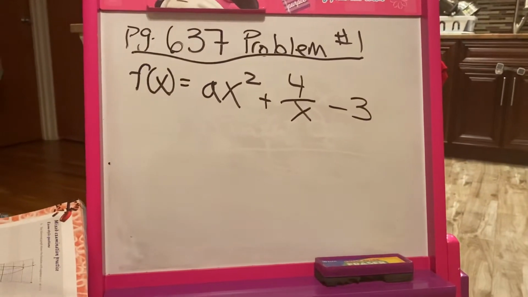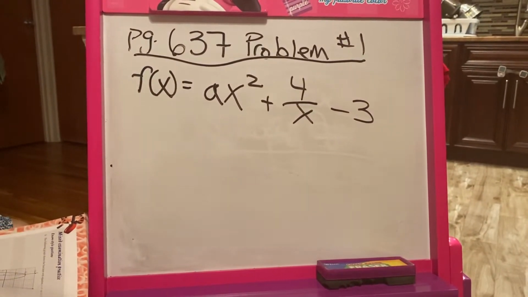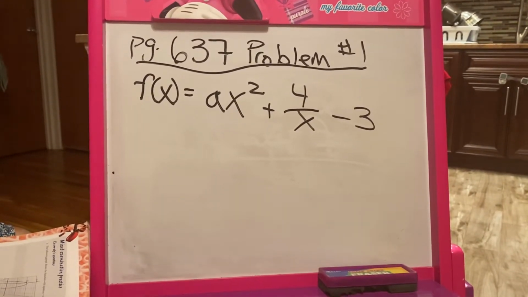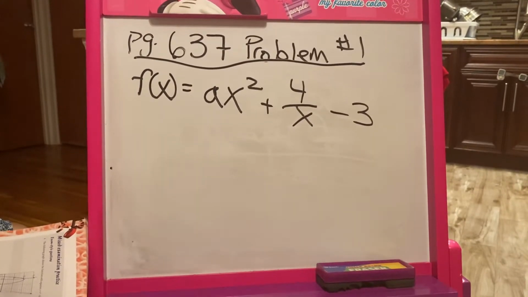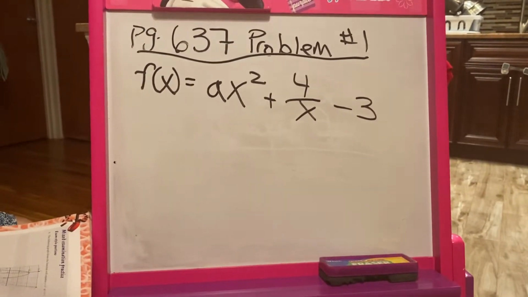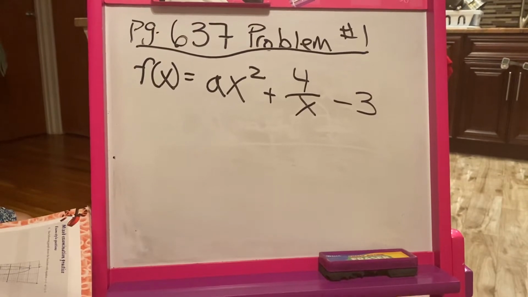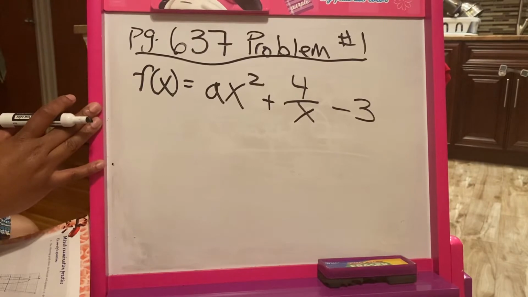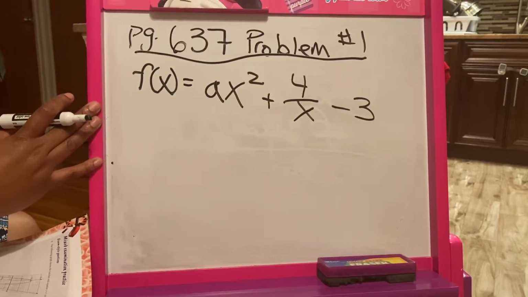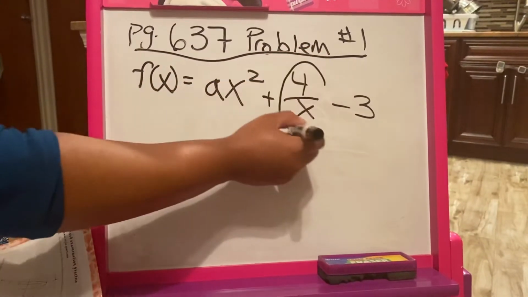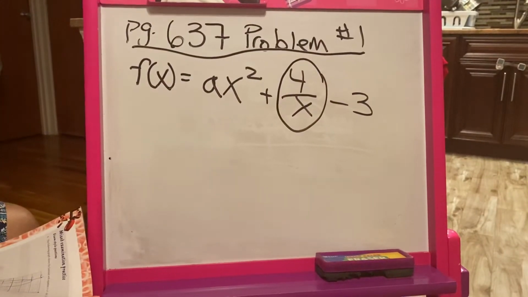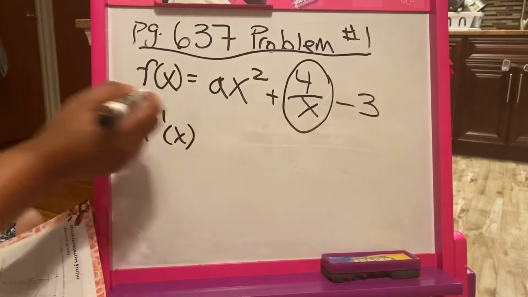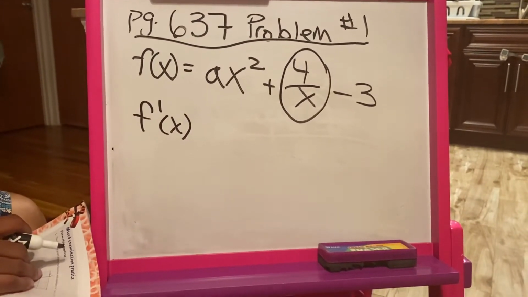Hey guys, we're gonna do another problem, but this problem is gonna be to find stationary points for rational problems. So, this problem is on page 637, problem number 1. They gave us this function, and we obviously know that it's a rational function because of this fraction. They told us to find f prime of x. That means that we have to use the power rule.